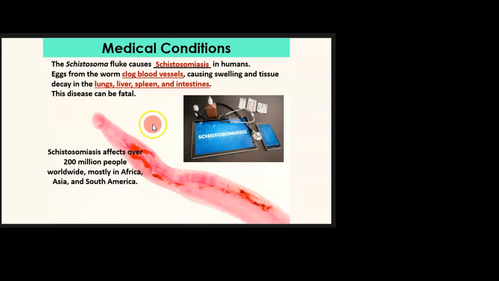Now, schistosomiasis affects over 200 million people worldwide, mostly in Africa, also in Asia and South America, but it can happen most places. Typically, more tropical areas, though. So it is particularly widespread in tropical areas that lack proper sewage and water treatment.